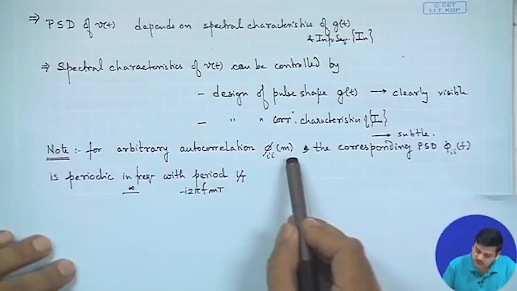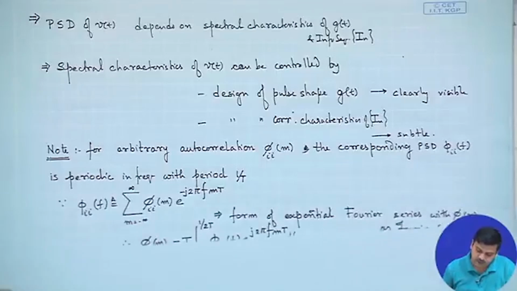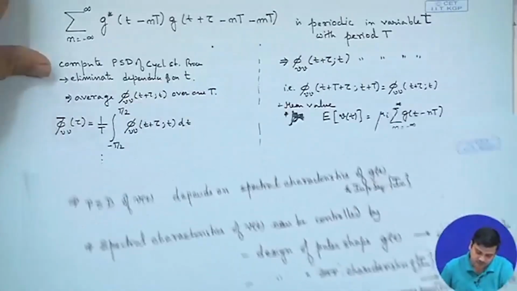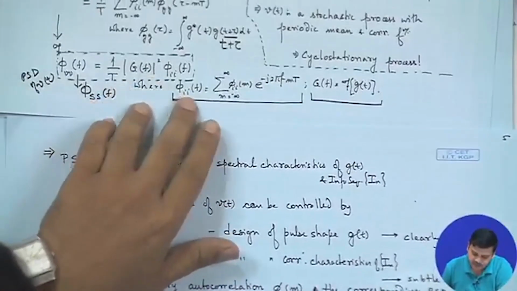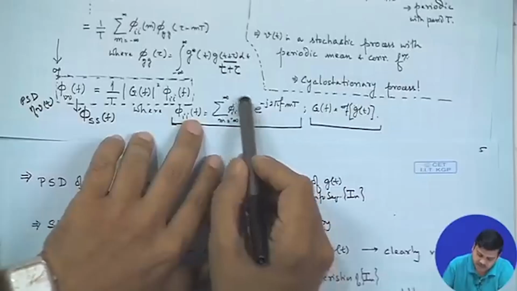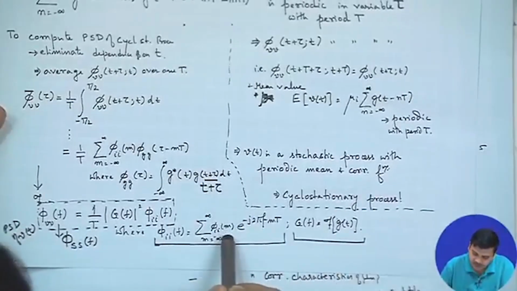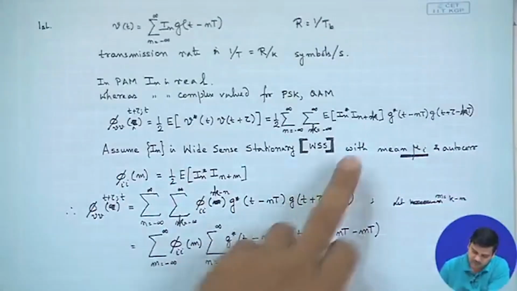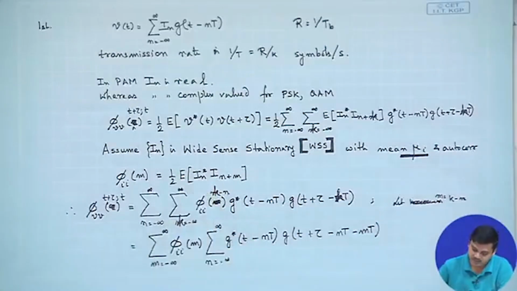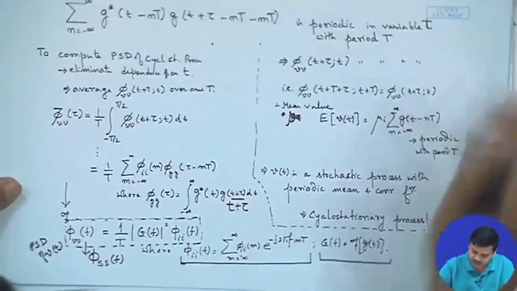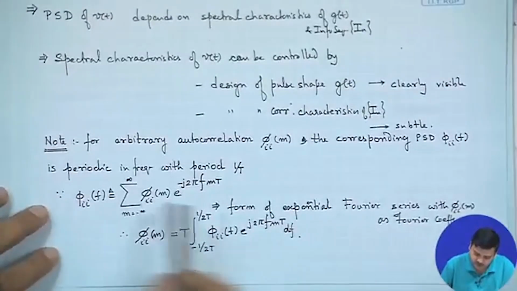We could say that for an arbitrary autocorrelation function, the corresponding PSD phi_I of f is periodic in frequency because of the expressions that we had already. We had said that phi_I of f, because this is from the discrete sequence obtained from E of I_n, so which you have over here. These are discrete sequences, right. So, because of that, you could easily write it as a Fourier series. That is what we have over here.